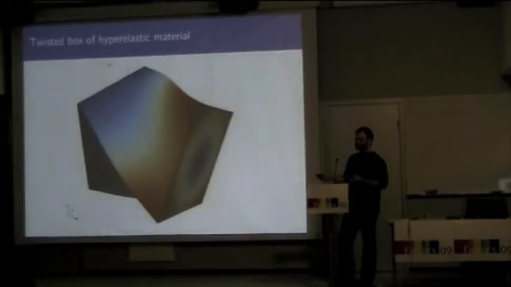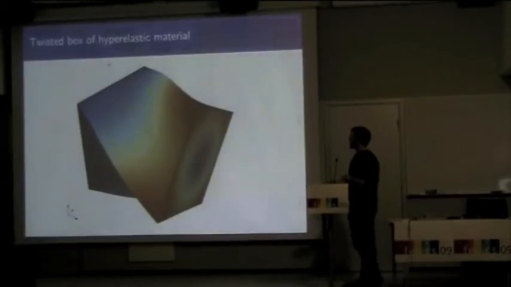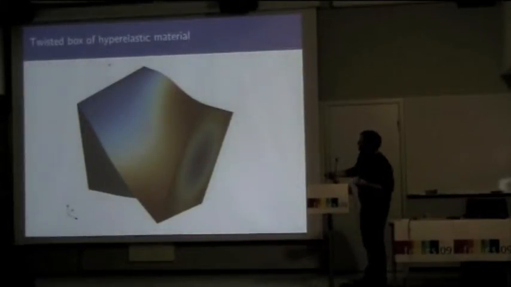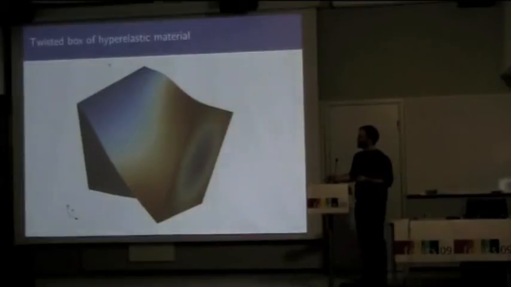So here's a nice color picture. This is a simple hyperelastic material, which is just twisted. It's a box, and you can perhaps see that these lines, well, it's not linear. With linear elasticity, you would just get straight lines.